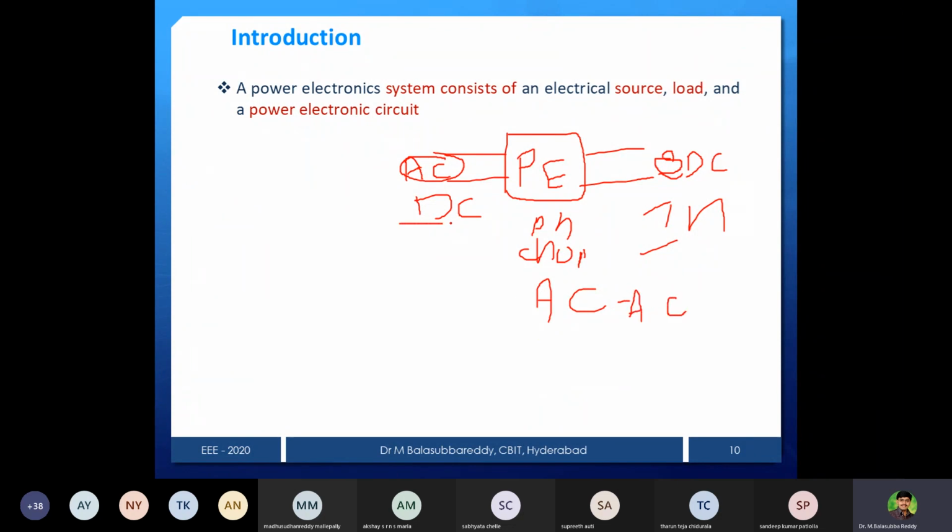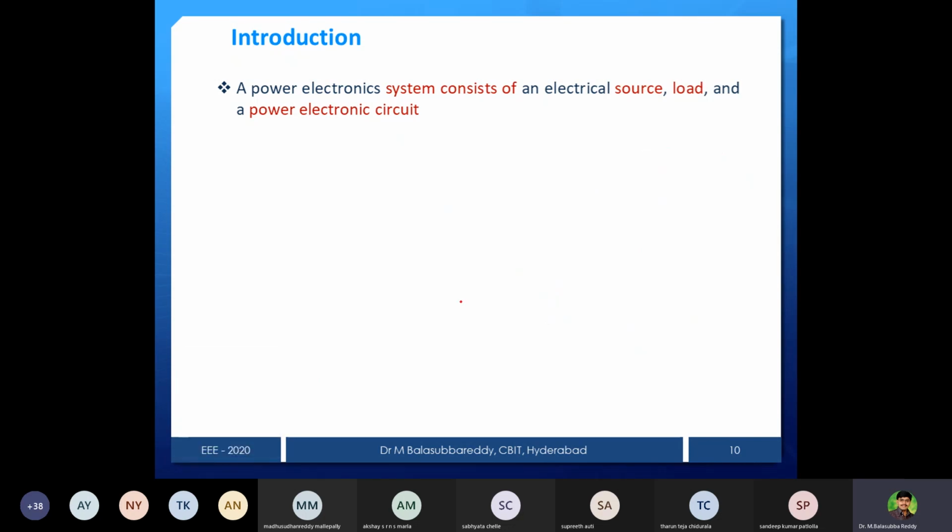And in some cases the input is DC, but I need to operate an induction motor, then you can use an inverter, like this. So depending on our requirement or load requirement, you can connect in between whatever type of power electronics converter is required.